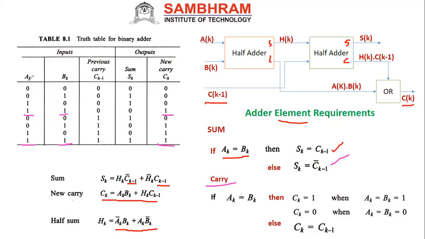So now CK is equal to 1 only when AK is equal to BK is equal to 1. Then only I will get CK is equal to 1. That is the condition to be written here. Else, if AK is not equal to BK, we'll check it. AK is not equal to BK, where 0, 1, 1, 0, then 0, 1, 1, 0.